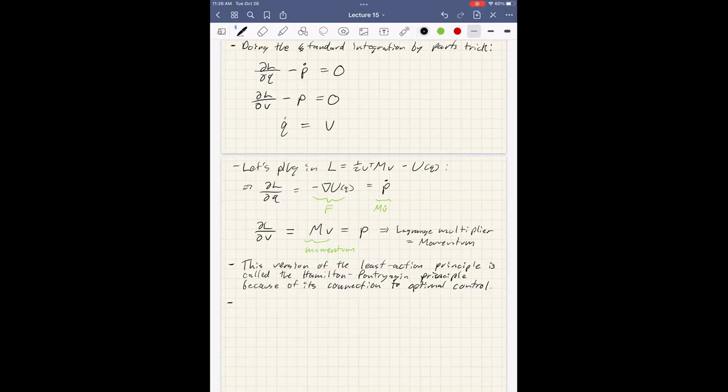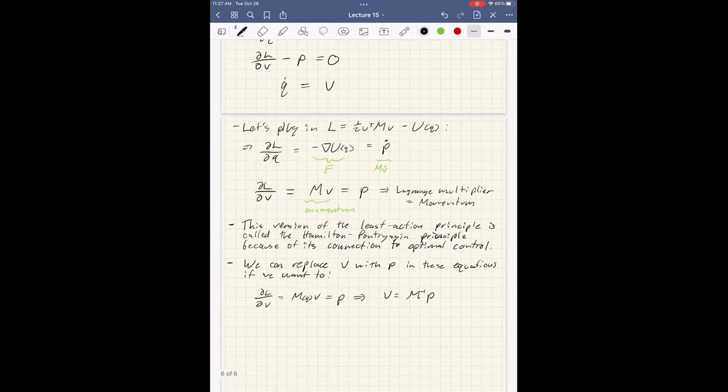So what we're going to do now is plug in P's everywhere and get rid of all the velocities. So we can replace V with P if we want to. In particular, what I mean is we already have that partial L partial V is equal to M of Q in general. So I can turn this around and say V equals M inverse P. And I can plug this in to the least action thing.